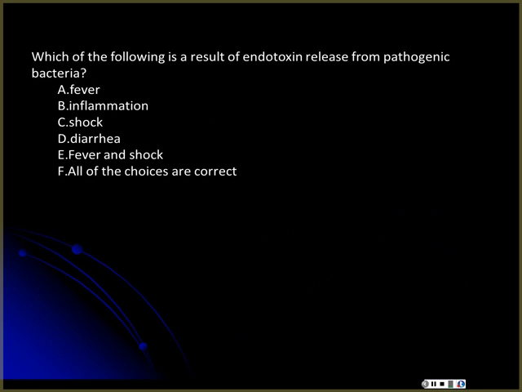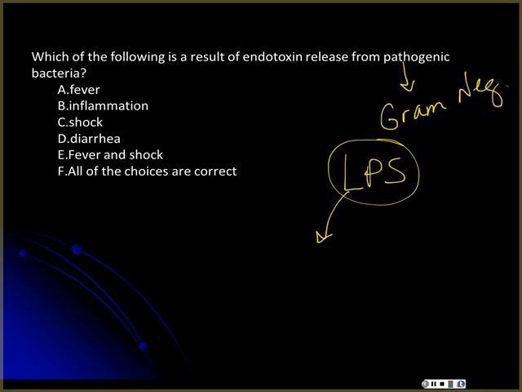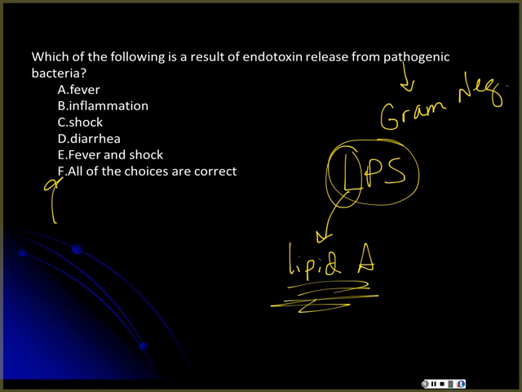Which of the following is a result of endotoxin release from pathogenic bacteria? And again, these are gram-negative bacteria that release this. It's the LPS, and it's really the lipid A part of the LPS. F, yeah, all of these things, the endotoxin, lipid A, triggers all of those different things.